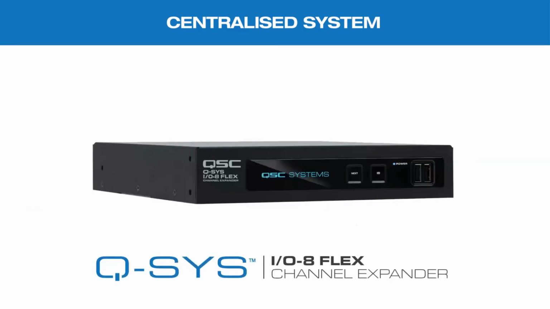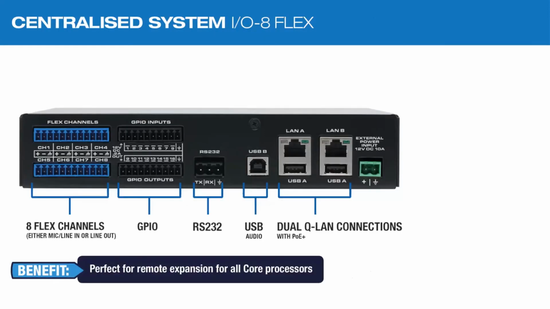The IO8 Flex, let's look a bit more closer at it. It's a Q-SYS peripheral, and this looks almost similar to the Q-SYS core, just cut in half. But obviously there's no DSP processing in this. It's just the inputs and outputs. Let's quickly look at the rear panel. We've got the 8 Flex channels, same story. You can configure them as inputs or outputs as needed in any combination. This is done in the software, so no hardware changes.